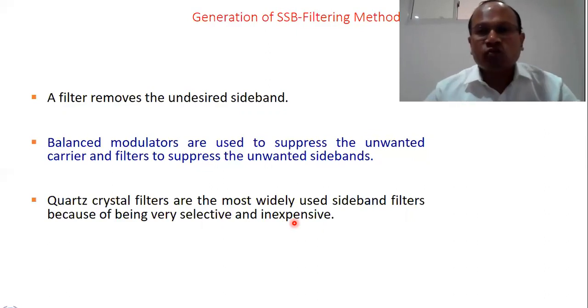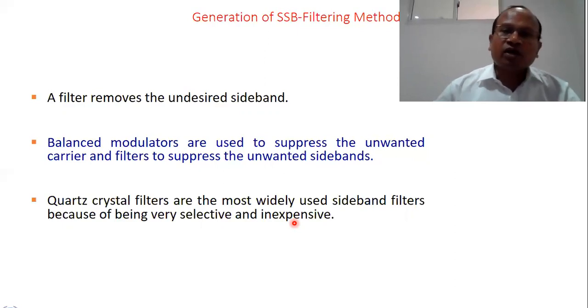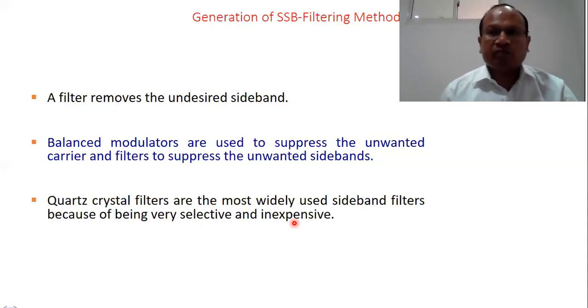The crystal filter allows a certain frequency range, and that frequency range will be determined on the basis of what range of frequencies we want to allow. Either the frequencies of the upper sideband, that is FC to FC plus FM, or if we want to allow FC minus FM to FC. Accordingly, we will choose the filter.